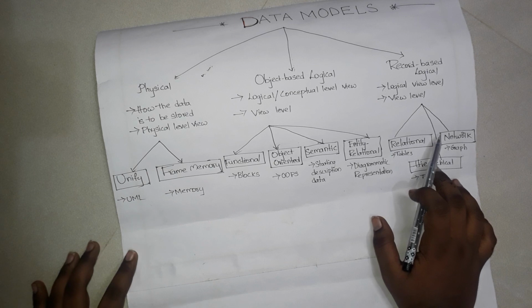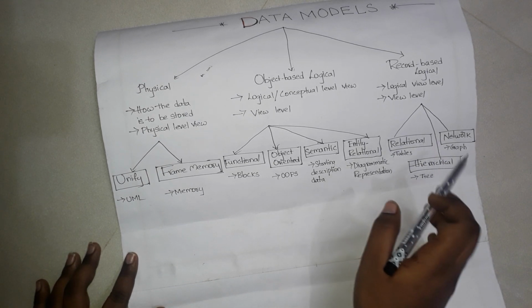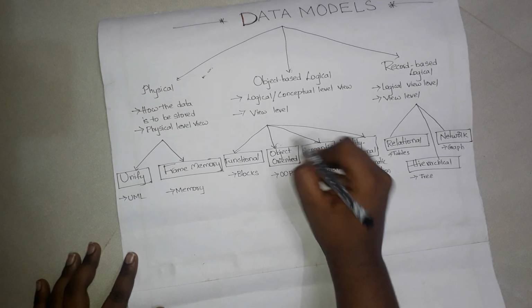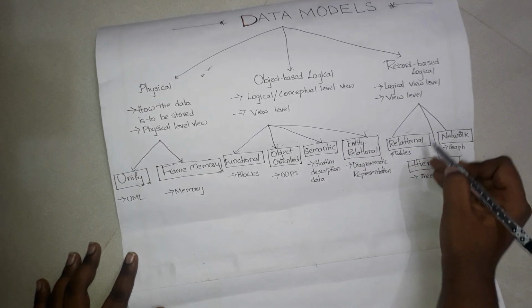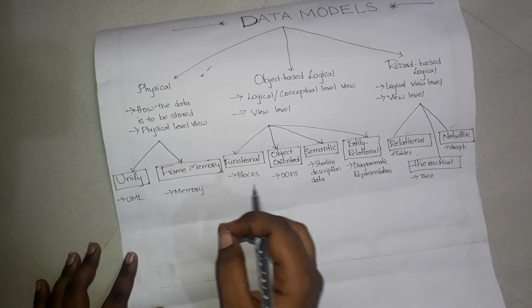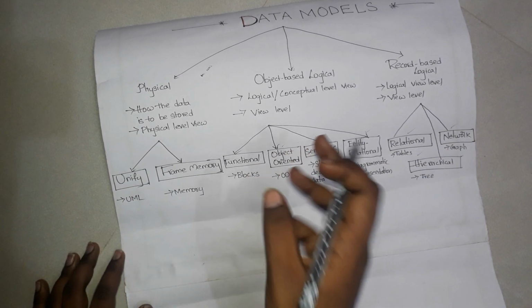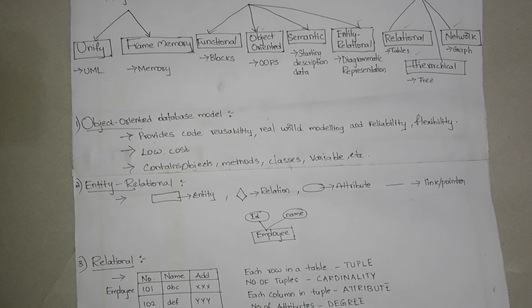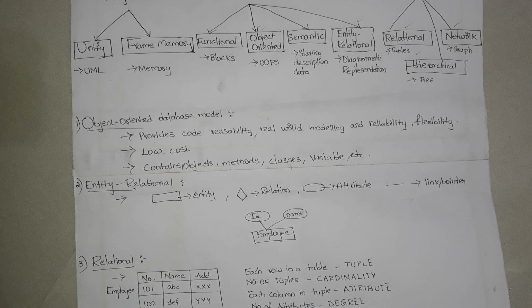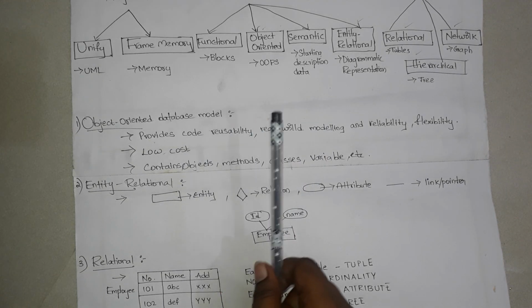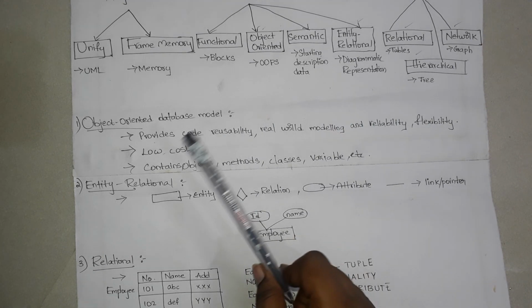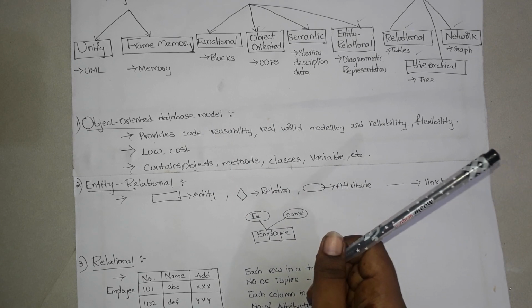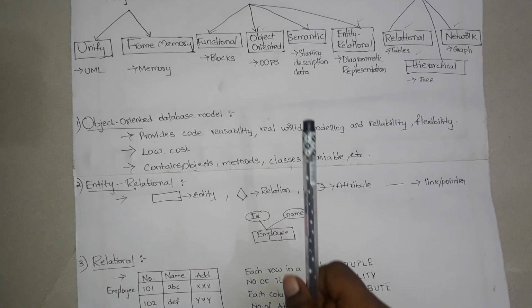So let's discuss more about entity relational, relational, hierarchical, network and object oriented, because these will be very important for any technical competitive examinations and academic purposes also. So let's have a clear view of the object oriented database model. An object database is a system in which information is represented in the form of objects as used in object-oriented programming. Object-oriented databases are different from relational databases, which are table-oriented.